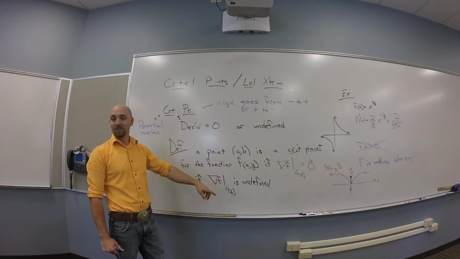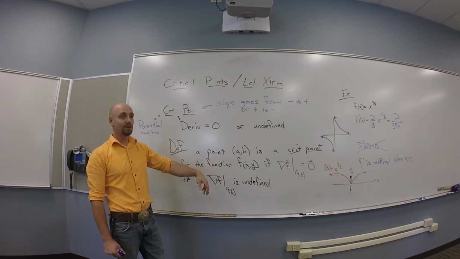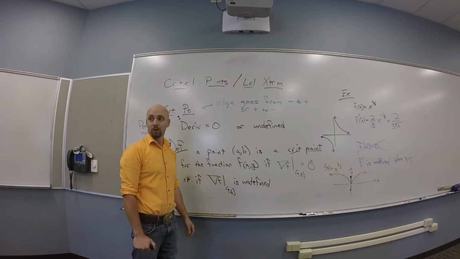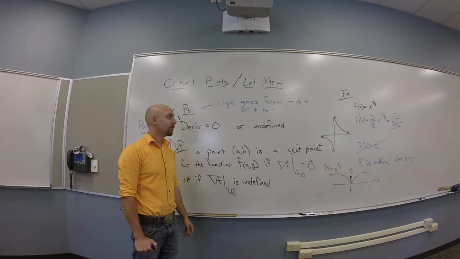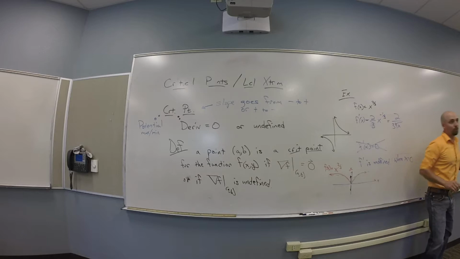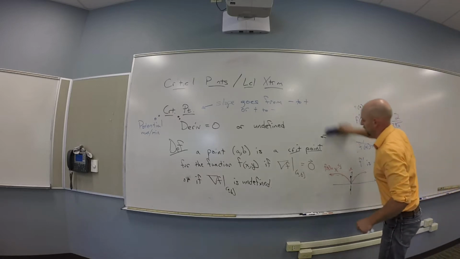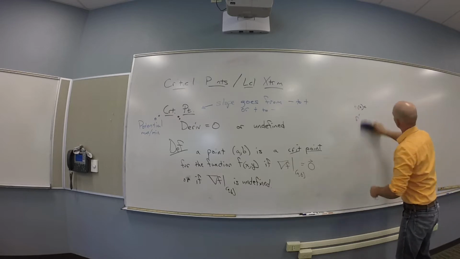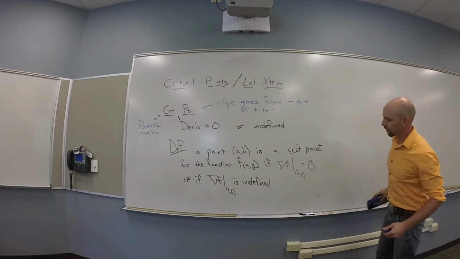You guys see that? So you're going to have to set the bottom equal to 0 and solve, and that's going to be weirder here. Cool? Questions? Okay, so that's how you find a critical point. You just take the gradient, set it equal to 0, solve, or take the gradient and look for discontinuities.